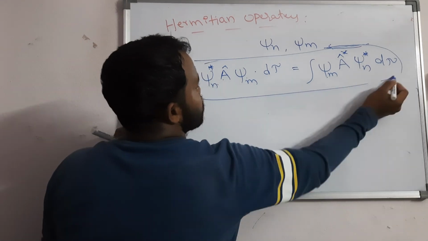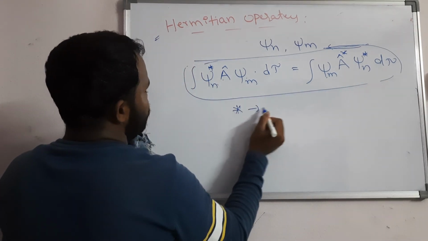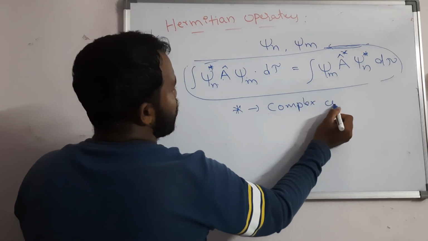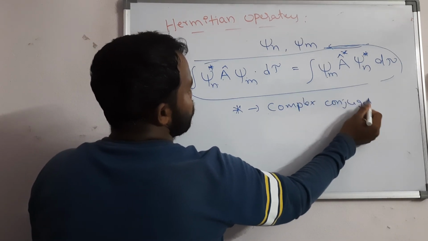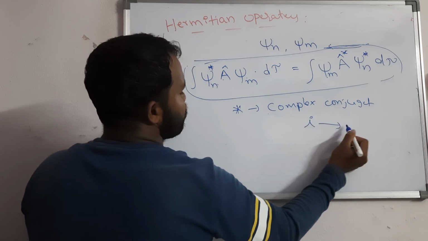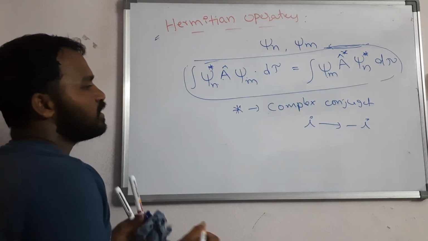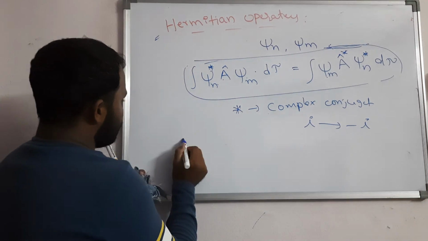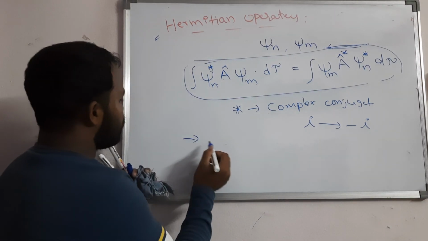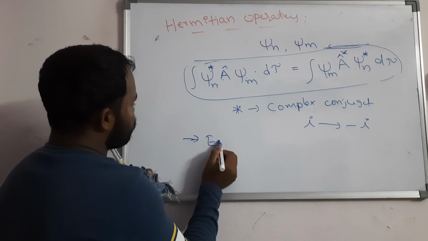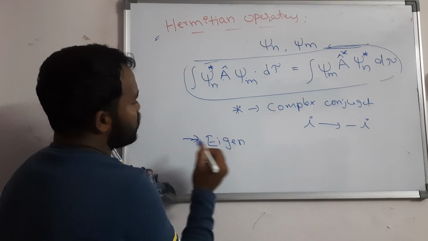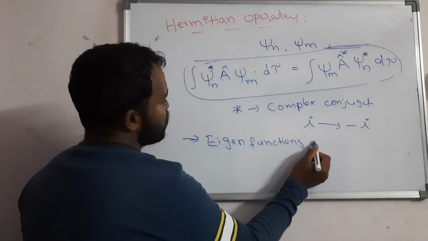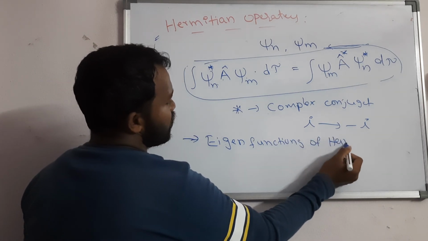So here star means conjugate function, complex conjugate function. If i is there, we will take minus i as the complex conjugate. So Hermitian operators are real, you should write. Point one: eigenfunctions of Hermitian operators are real. Eigenfunctions of Hermitian operators are real.